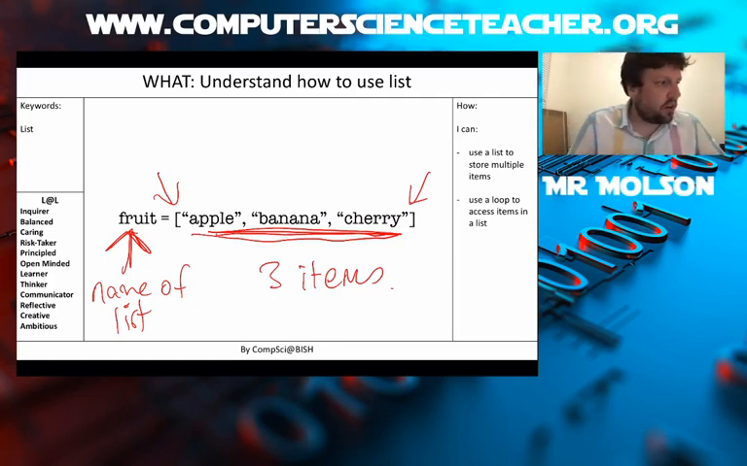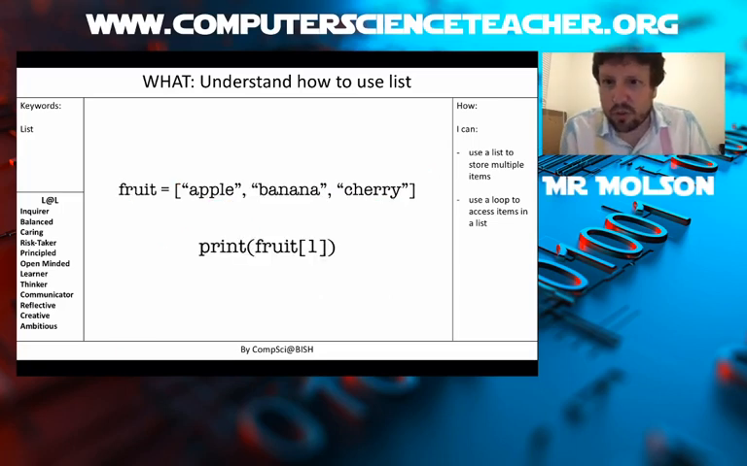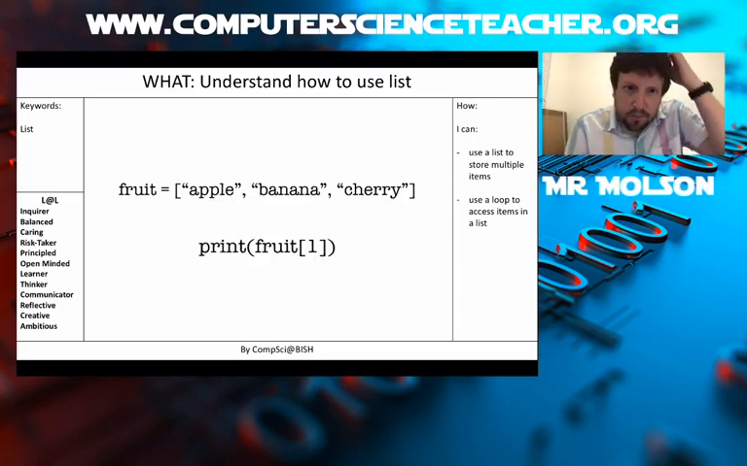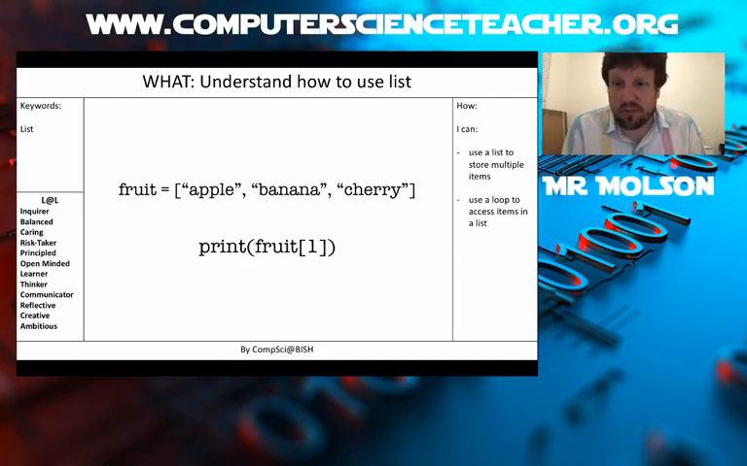Now I've got another question for you, so I'm going to again ask you to pause the video. Pause the video for 30, 60 seconds, whatever you prefer, until you come up with an answer. What I want you to think about is, what do you think would be output on the screen if I print fruit square bracket 1? What do you think would be output? If you want to pause the video now.